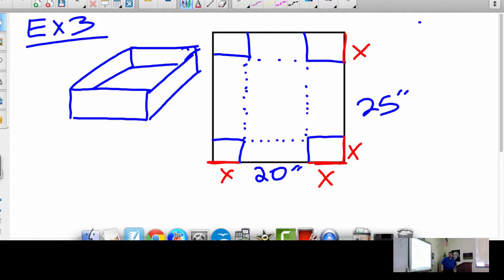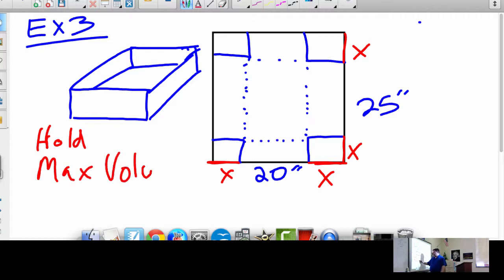So when they say holds the most amount or the maximum amount, what are they talking about with this box? It has no volume. When they say hold, they want to know the maximum volume. Volume of a box is the equation we need to write. So the volume of the box, isn't that length times width times height? Am I close? I think so. All right. Well, we're halfway done.